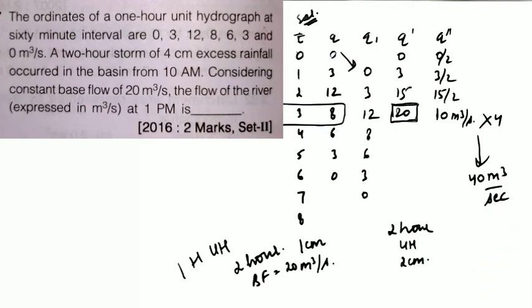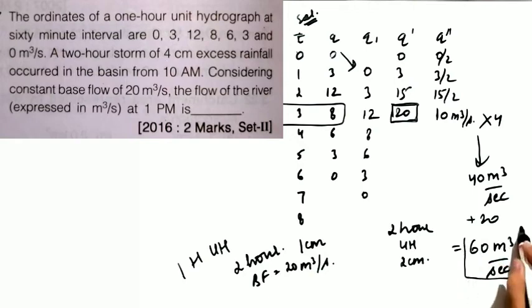Now the question is not complete yet. It has also given you that a base flow of 20 meter cube per second is occurring here. So you will have to add this 20 meter cube per second as well. So when you add this 20 meter cube per second, you will obtain the total flow as 60 meter cube per second. And this is the required answer for this question.